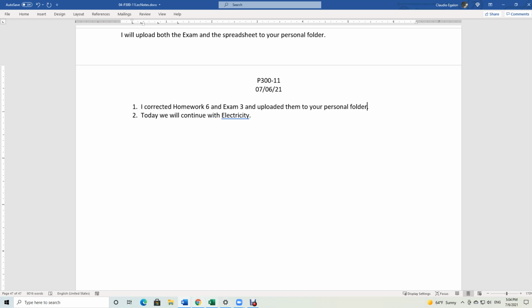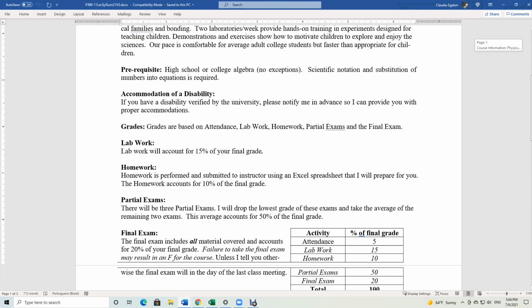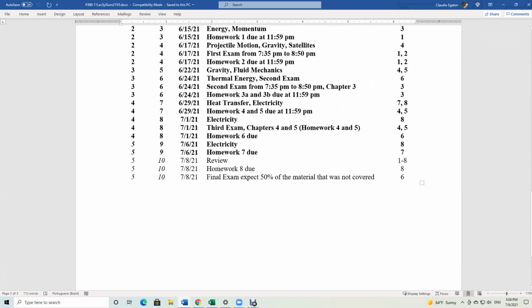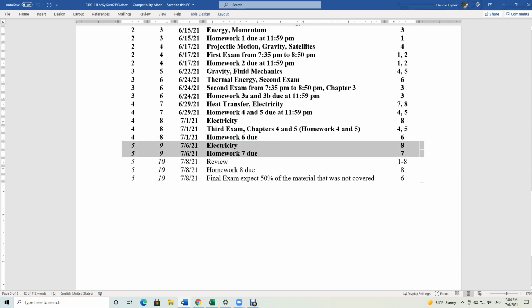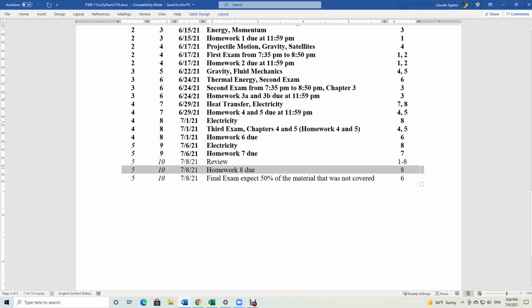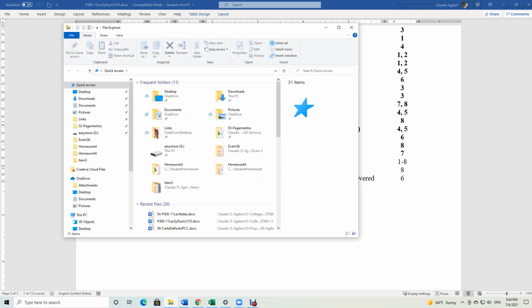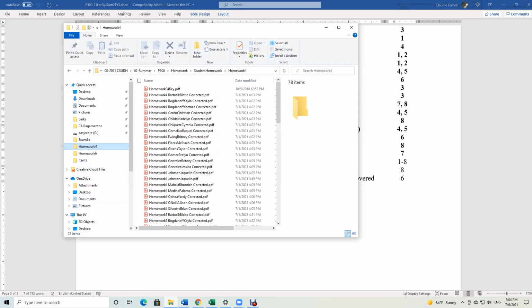Let's take a look at the schedule here in the syllabus. Today we'll continue electricity. Homework 7 is due today. Homework 8 is due the day after tomorrow. I understand that homework 8 has lots of questions, right? So let's take a look there.